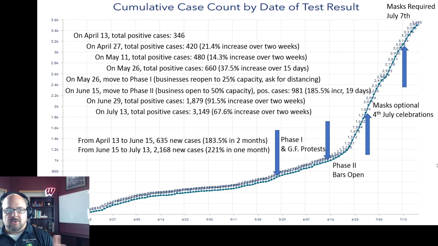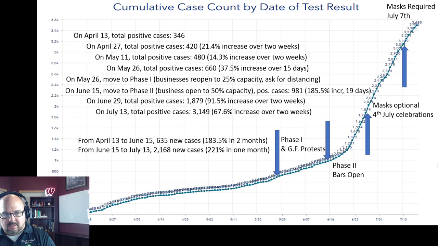Two weeks later, which would be April 27th, it had gone up to 420. That's a 21% increase over 2 weeks. Okay, I'm building a baseline here. Two weeks later, it's gone up to 480. That's another 14% increase over 2 weeks.